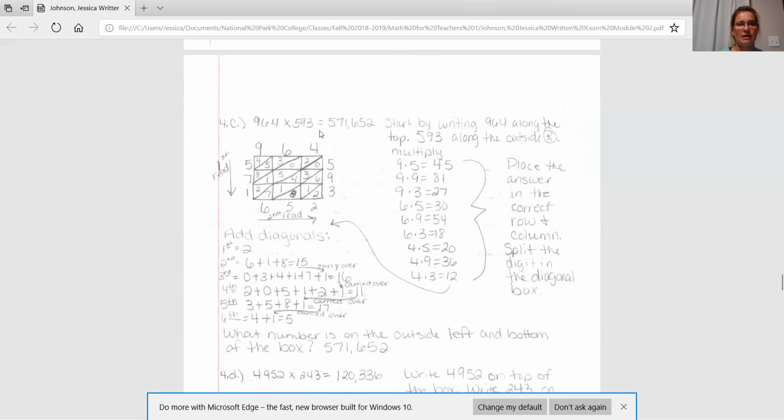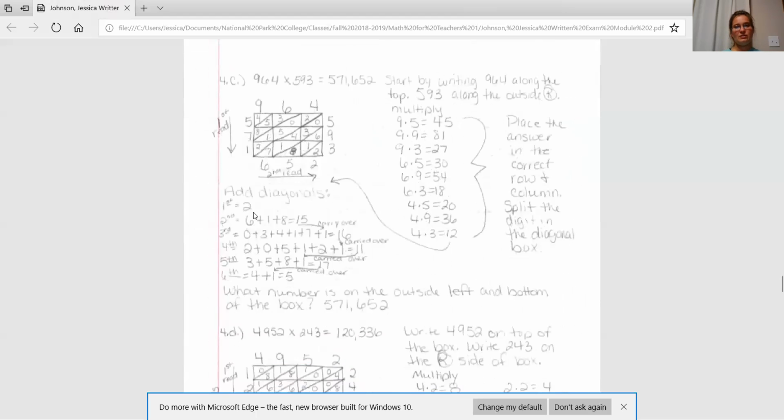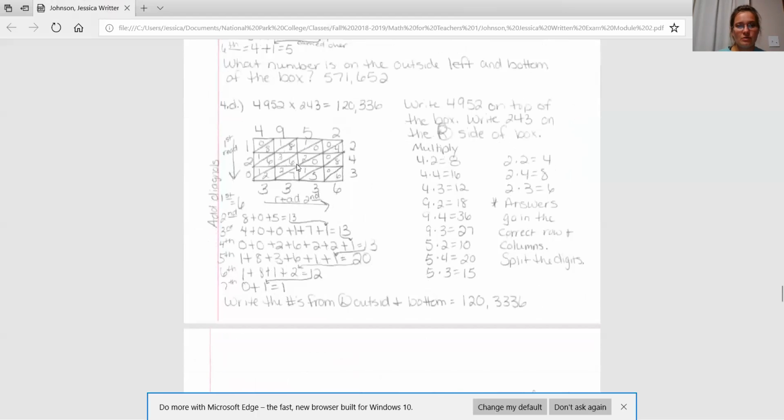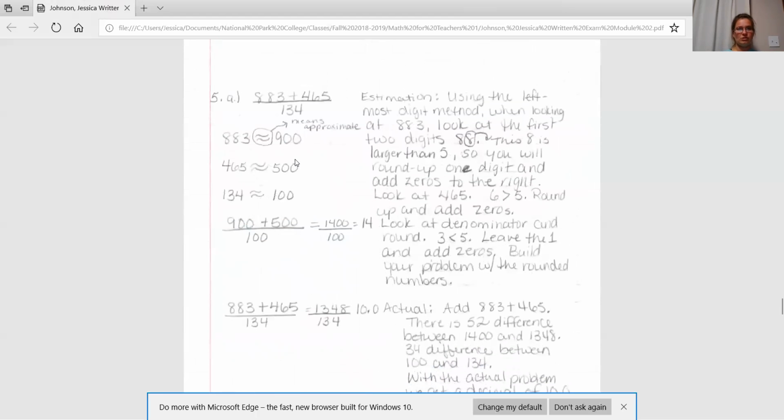964 times 593 equals 571,652. 4,952 times 243 equals 120,336. Estimations. Let's talk about estimations from the most left digit.